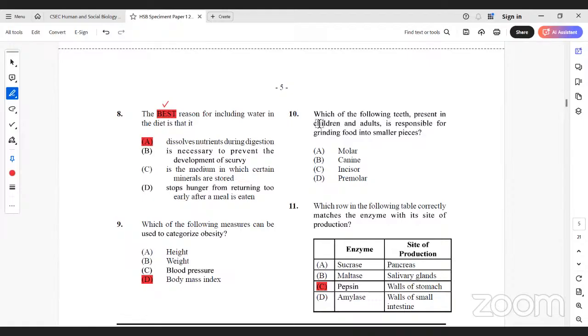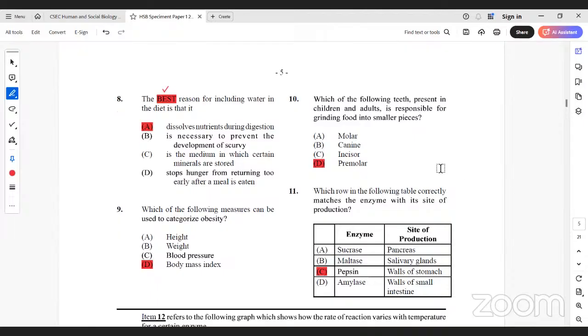And here is the hint in this question. They said in children and adults. In children and adults means you have to have these teeth. And you do have quite a bit of them, right? You do have all of them except molars. For children, you don't have molars. They have premolars. So the one responsible for grinding food into smaller pieces in children and adults. Are we seeing it there? Very good.